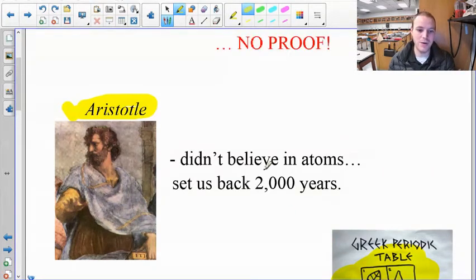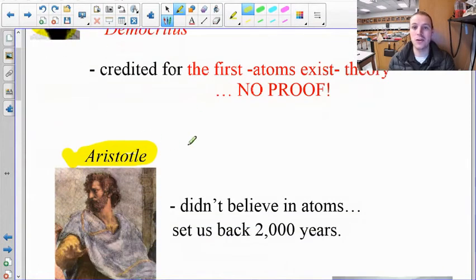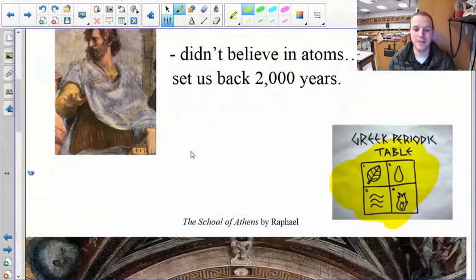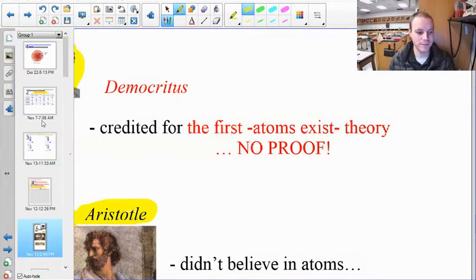And Aristotle wasn't an idiot, but because he was so popular, people believed his very wrong theory over Democritus, who wasn't winning prom king or anything like that. And so we're set back 2,000 years, even though we knew what an atom was, or we knew of an idea of the atom so long ago.